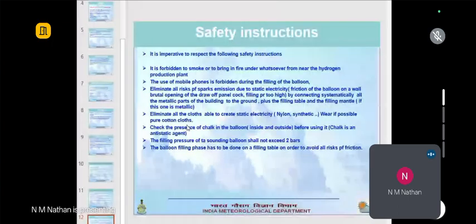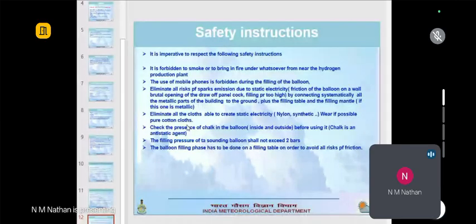And you should ensure that the person involved in gas filling wears proper clothes, and if possible, protective goggles also. So that is well and good. But nylon type clothes or synthetic materials may create static voltage, so that should be avoided.